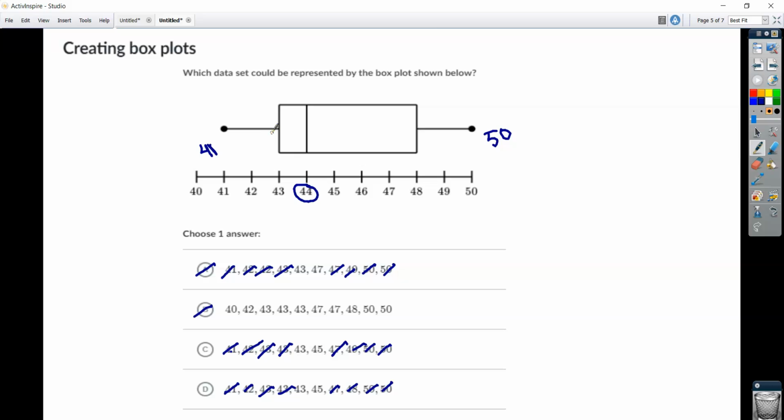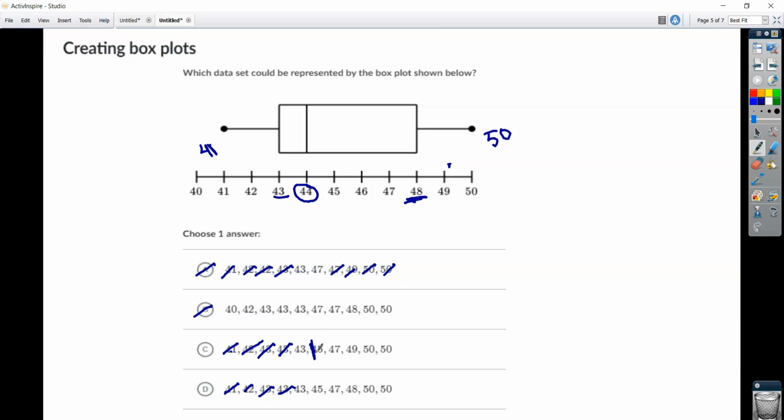That means we need to look at the upper quartile, which is 48 in this case. If you notice, they have the same numbers on the left side: 41, 42, 43, 43, 41, 42, 43, 43. So it's not even going to help us to look at the lower quartile. We need to focus on the upper quartile, which is 48. So we want to see out of these, which one has an upper quartile of 48. Let's look at that real quick and see if we can figure this out.